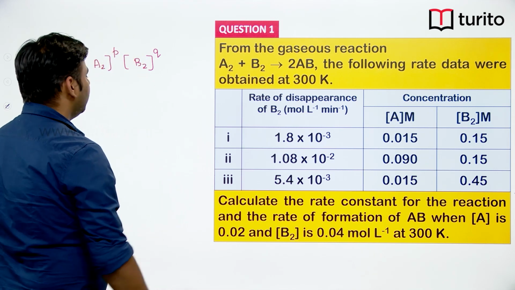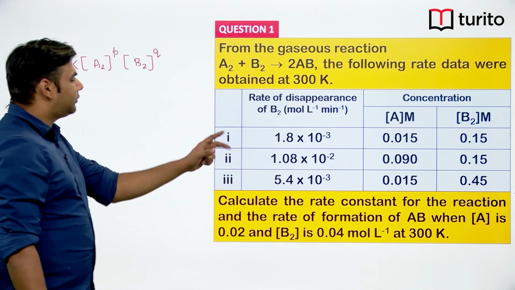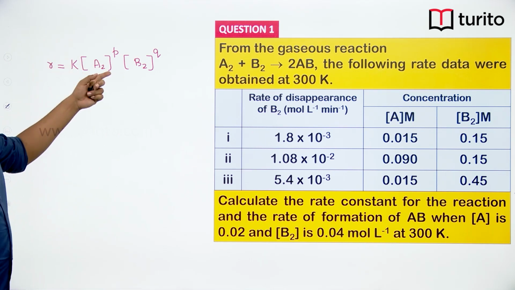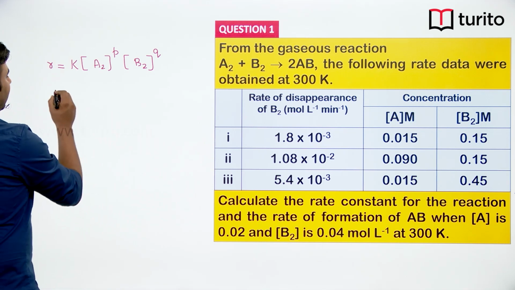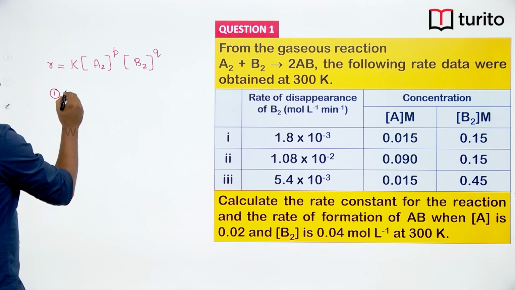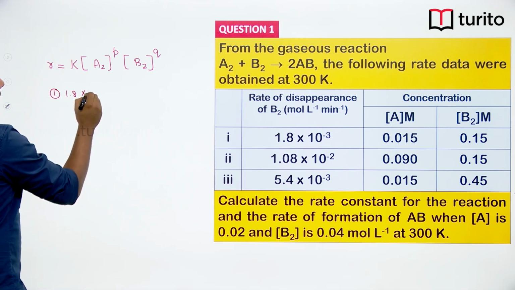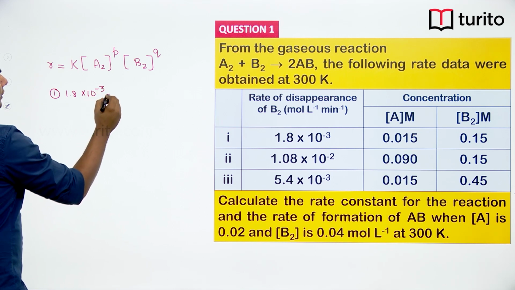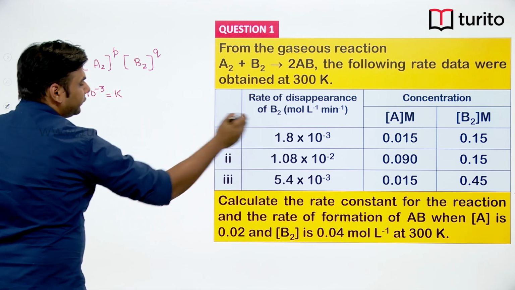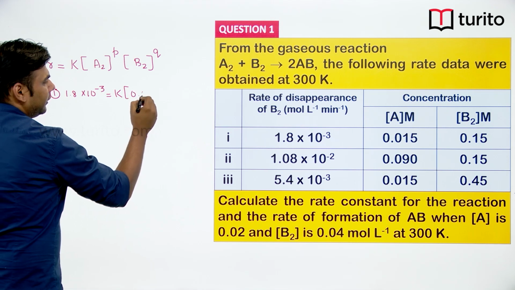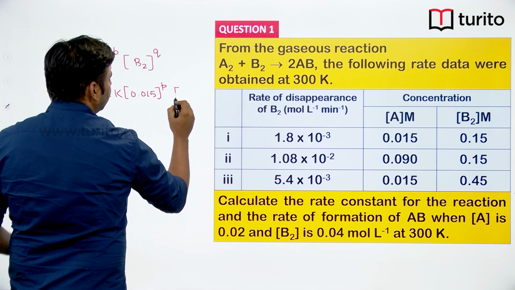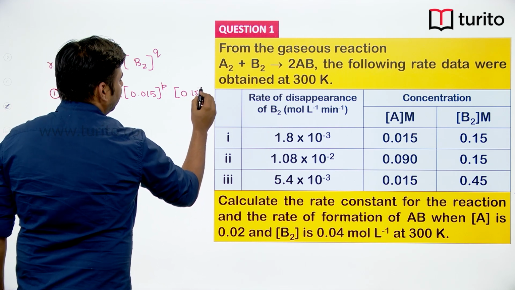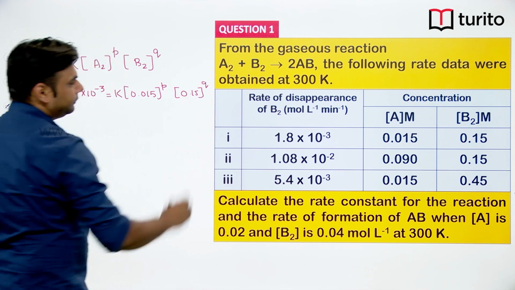So now what we'll do, we have been given 3 data, we'll just plug these data in this equation, okay, and we'll get 3 more equations. So basically if we put rate as 1.8 into 10 raised to minus 3, we know that the concentration of A is 0.015 raised to power P into concentration of B2, which is 0.15 raised to power Q.